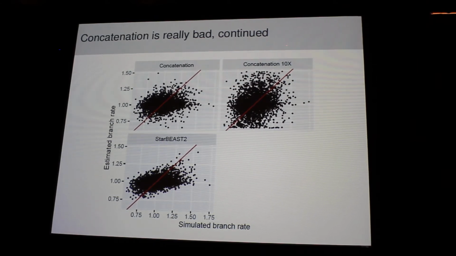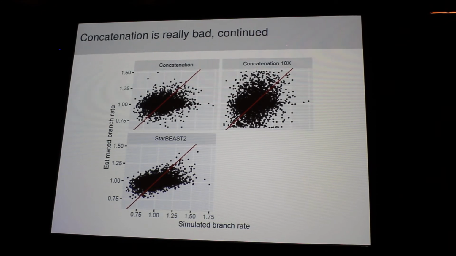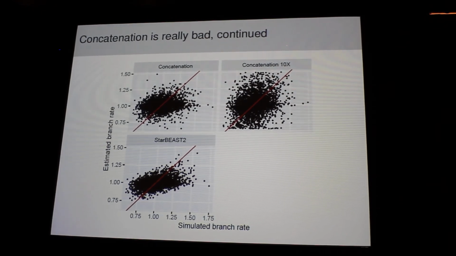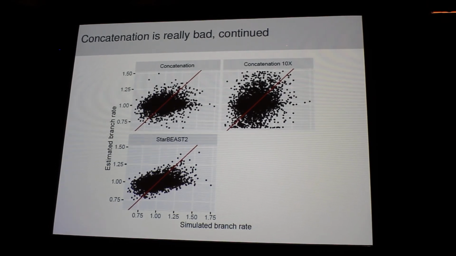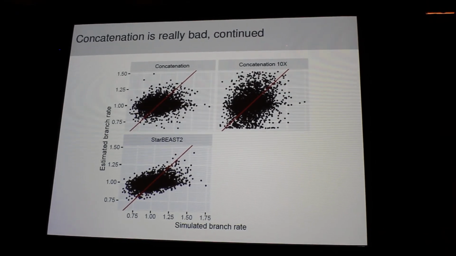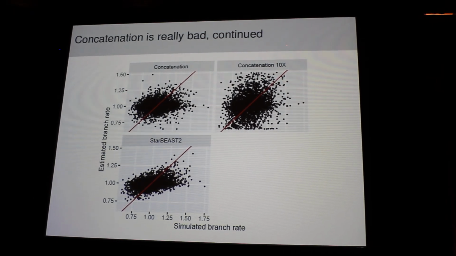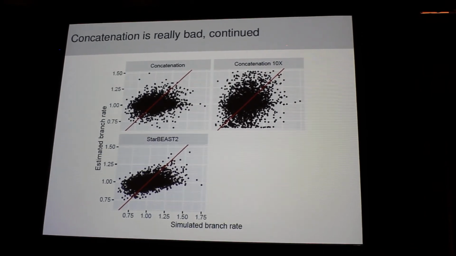When we increase the number of loci by 10-fold for concatenation, you can see that the rates are really dispersed, that you have a lot of very high and very low rates that are unrelated to the true rates, and that's probably caused by this spills phenomenon.